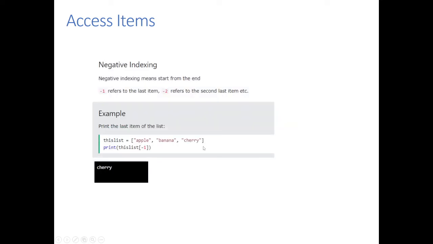How about negative indexing? Negative indexing means start from the end. Negative 1 refers to the last item, and negative 2 refers to the second to last item. So to print the last item in the list, we have print this list negative 1. That will print the last item, which is actually cherry. If you use negative 2, that will print banana. It is similar to print this list 1, because the indexes are 0, 1, 2, or negative 1, negative 2, negative 3 if you use negative indexing.